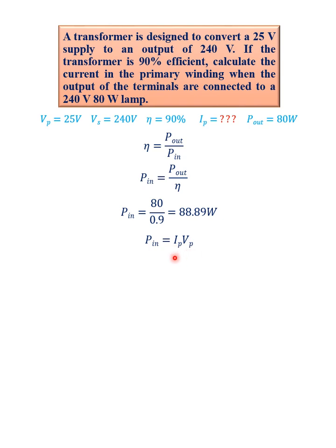Now, to obtain Ip, we divide both sides by Vp, so that our Ip will be equal to P in, which is the input power, divided by the voltage at the primary, Vp. Substituting values, 88.89 in place of power input and 25 in place of voltage at the primary, we have that Ip will be equal to 88.89 divided by 25, and that gives us a current of 3.56 ampere. So the primary current of the transformer, or the current flowing in the primary winding, is 3.56 ampere.